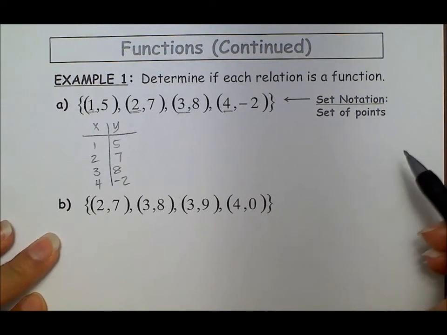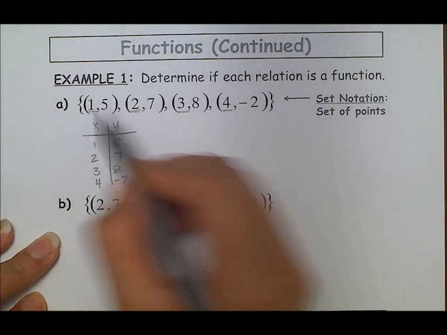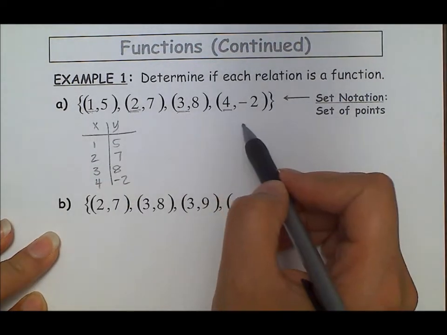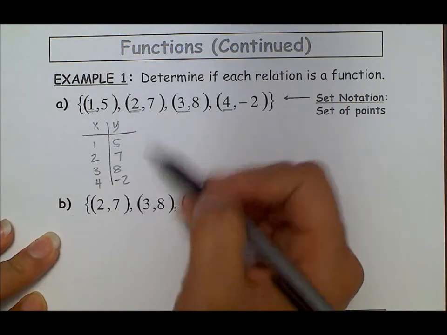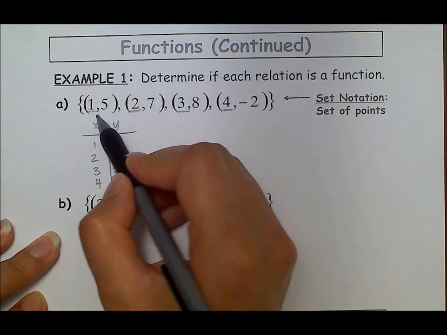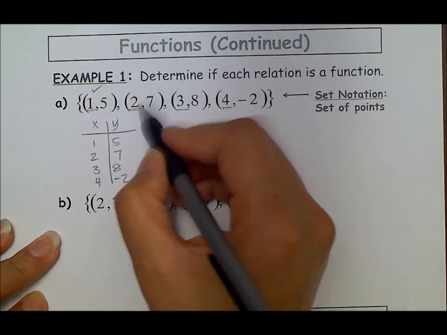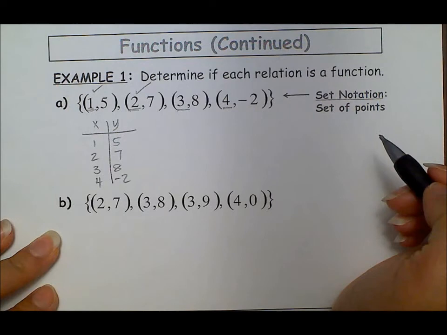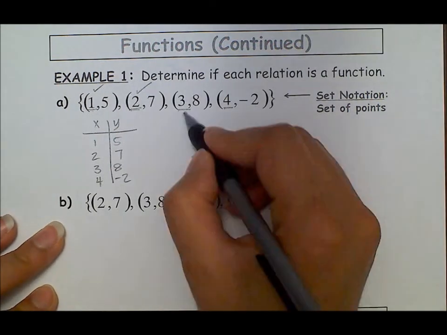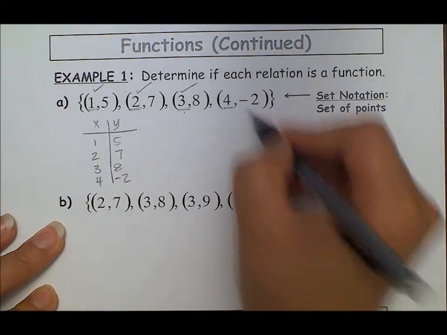Okay? So here I have x equal to 1. I only have x equal to 1 in one place, which means there's only one point that corresponds to x equal to 1. Okay? And so that means that x equal to 1 is fine. Let's take a look at x equal to 2. Again, x equals 2 is not repeated, so that means that there's probably only going to be one point that corresponds to it. X equal to 3, again, not repeated, and x equal to 4 is not repeated.